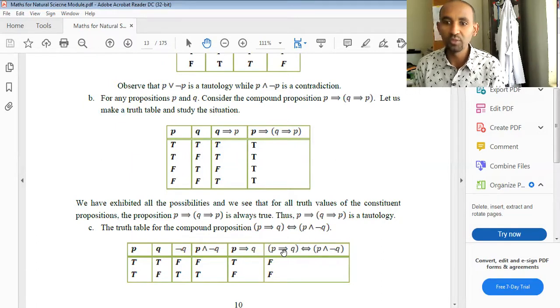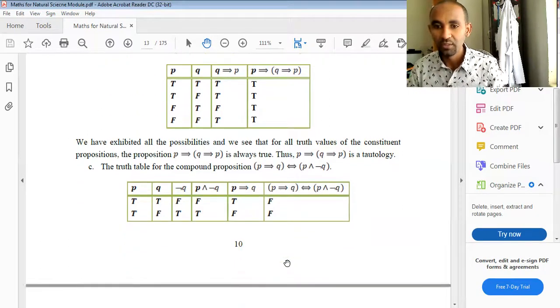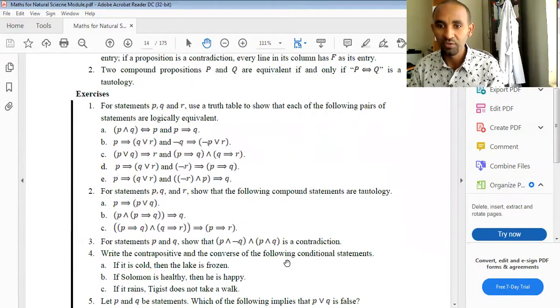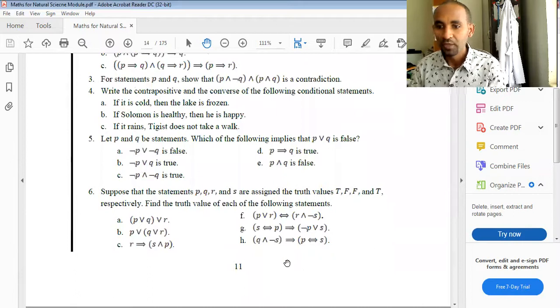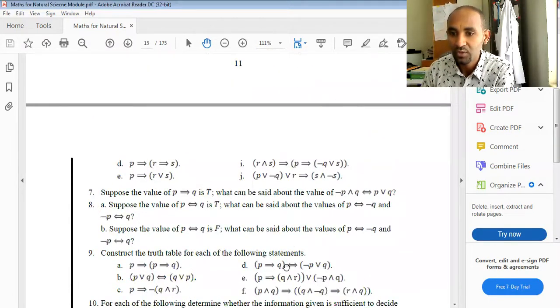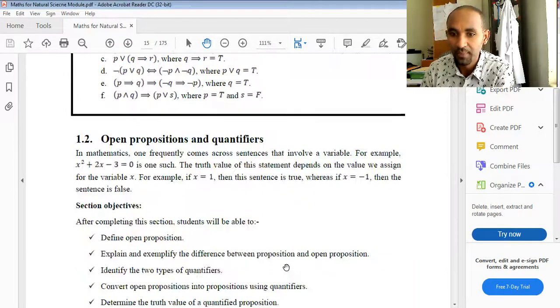If you have two component propositions, how many possible true and false values will you have? 2 to the power of n, which is 4. If you have 3 component propositions, how many true and false combinations? 2 to the power of 3, which is 8. So in the same way, you can do this for a higher number of component propositions. So you have exercises here. You are requested to go through these exercises to prepare yourself for the mid and final exams.